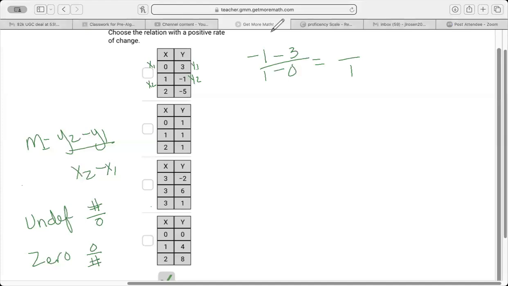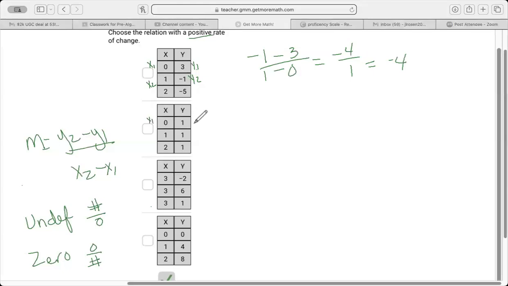-1 minus 3 is -4. And then -4 divided by 1, if you put that in your calculator, gets you -4. So that's a negative rate of change. We're looking for positive. Okay.